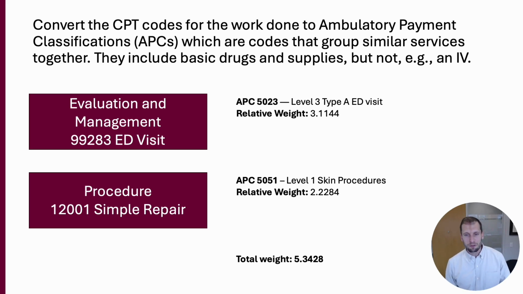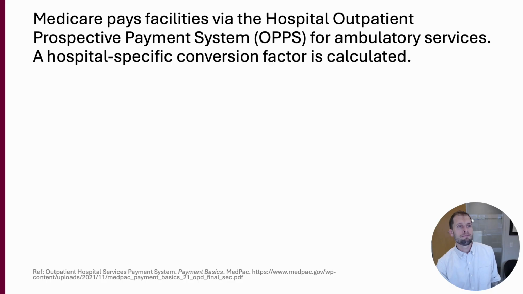The medical judgment of evaluating the patient and deciding how to move forward would have a relative weight from the facility perspective of 3.1144. And then the procedure would have a relative weight of 2.2284, giving us a total weight of 5.3428. So that's what we're going to use now to calculate our facility fee, okay?